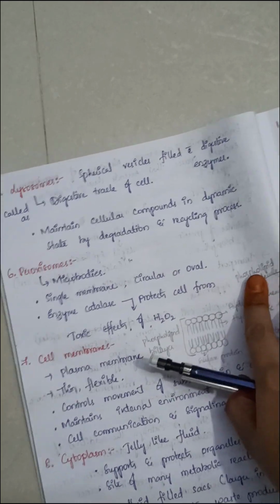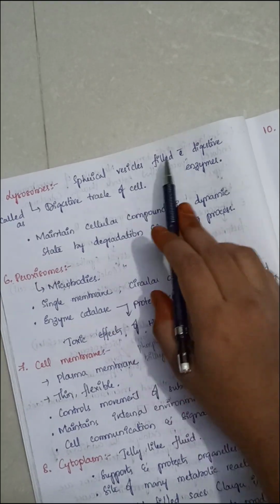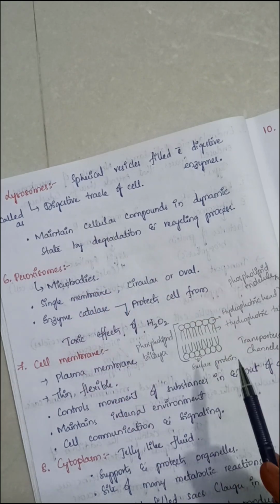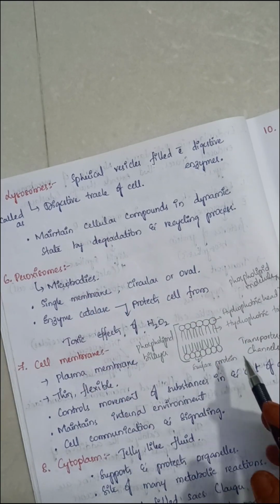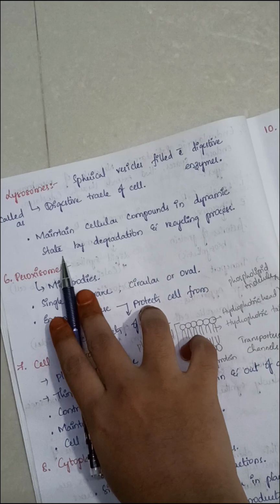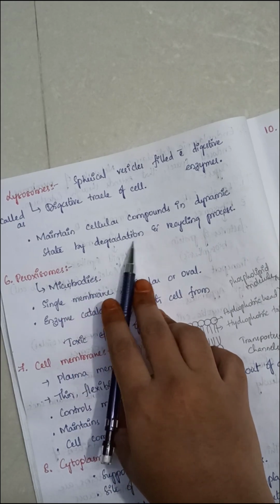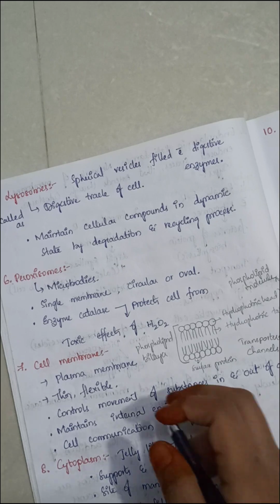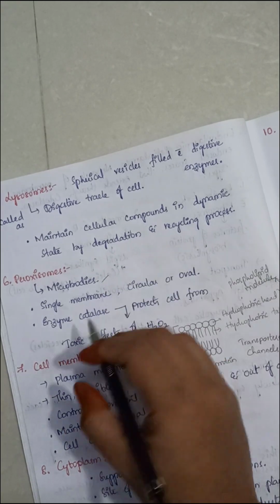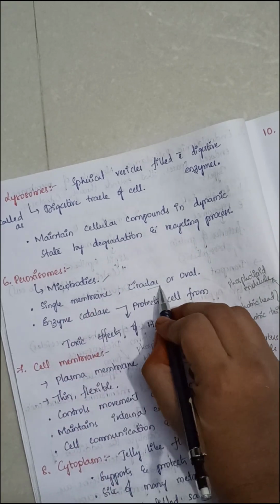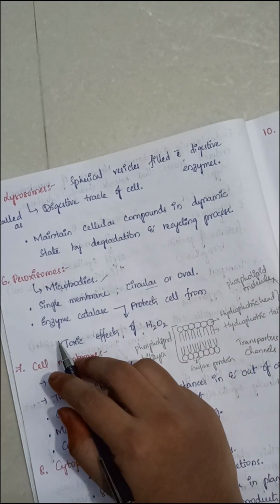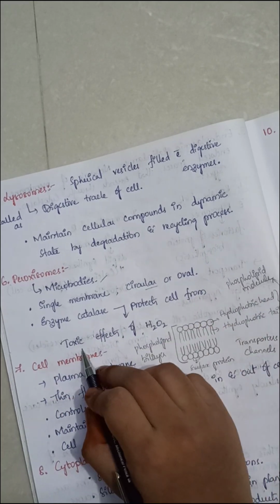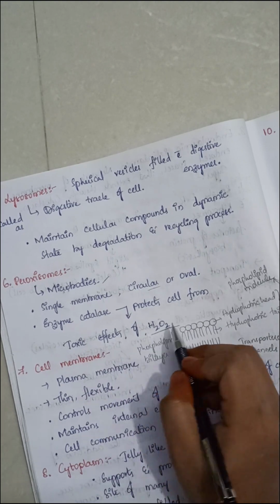What are lysosomes? Lysosomes are spherical vesicles filled with digestive enzymes. They are also called the digestive tract of the cell, and maintain cellular compounds in a dynamic state by degradation and recycling processes. What are peroxisomes? Peroxisomes are microbodies. These are single membrane, circular or oval in shape. Enzymes catalyze and protect the cell from toxic effects of H2O2.